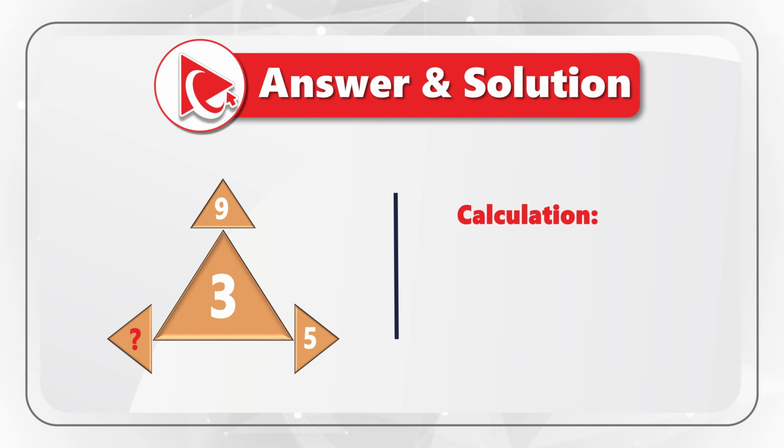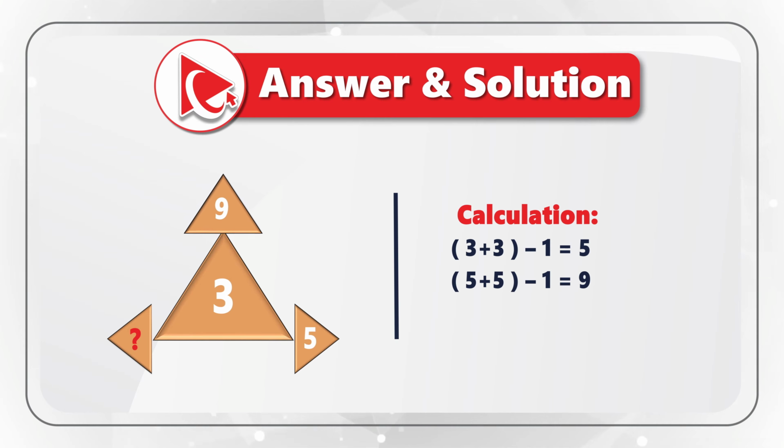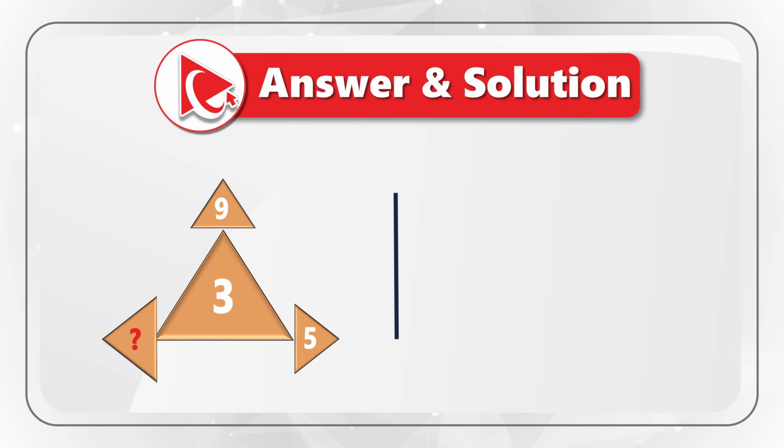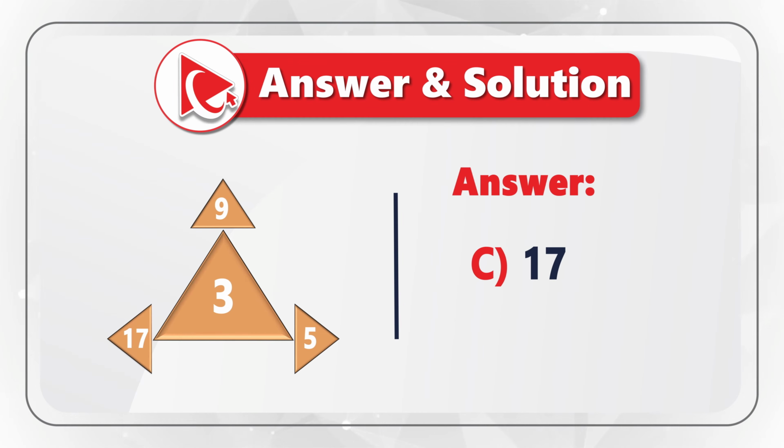Let's look at the example. The first number is 3. To calculate the next number, we need to add 3 plus 3, then subtract 1, and the end result of this is 5. Let's go to the next number. 5 plus 5 minus 1 equals 9. That's how we got the number on top in the small triangle. And now let's calculate the missing number. 9 plus 9 minus 1 equals 17. So the correct answer here is choice C, 17.